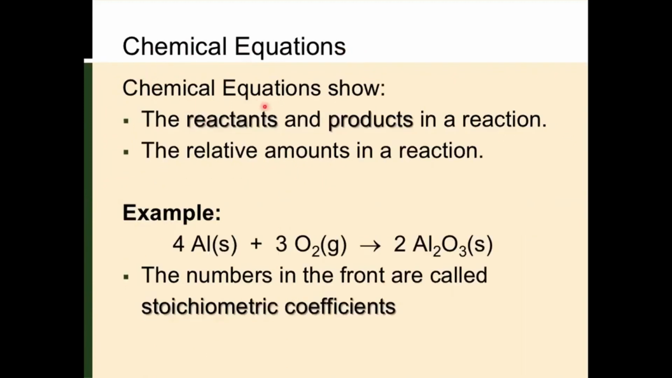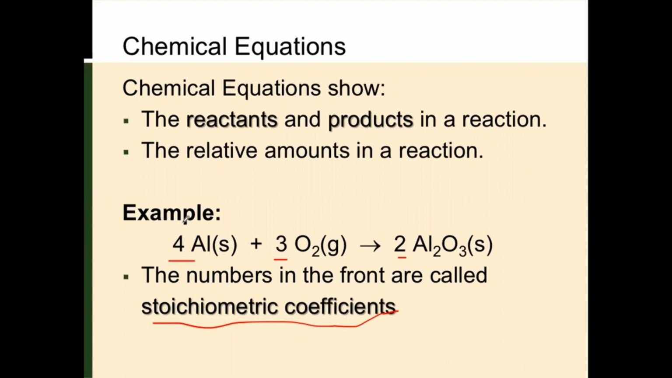Chemical equations show the reactants and products in a reaction. The relative amounts in a reaction are also shown. For example, 4 aluminiums plus 3 oxygens give 2 aluminium oxides. The numbers in front, the 4, the 3, and the 2, are called the stoichiometric coefficients, and they tell us about the number of molecules or atoms involved in the reaction.